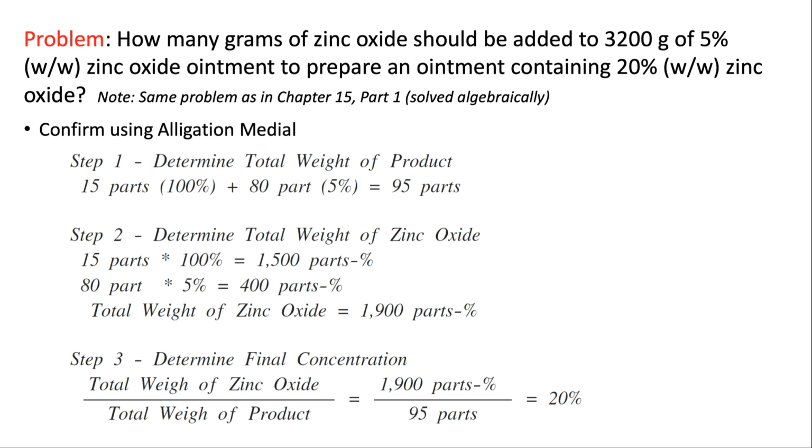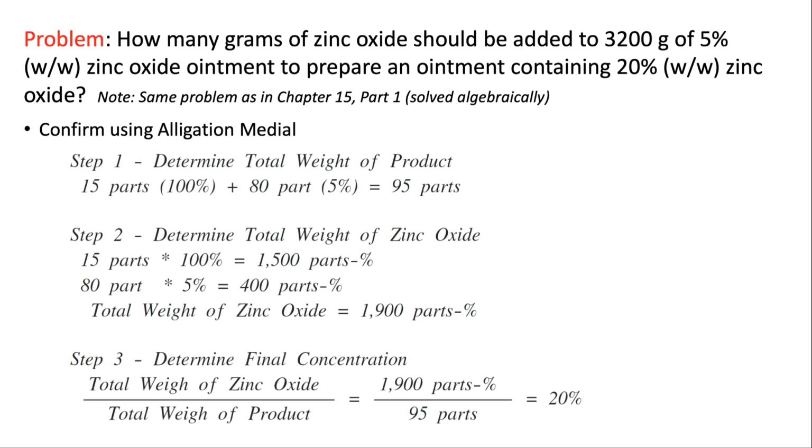So using the alligation medial method, I'll remind you the first step was to add up the weights of everything. So essentially we've done that even though we haven't assigned it to a certain weight, but we had 15 parts of our 100% plus our 80 parts of our 5% ointment, so 15 plus 80 equals 95 total parts. That's our total weight, is we're saying 95 parts.